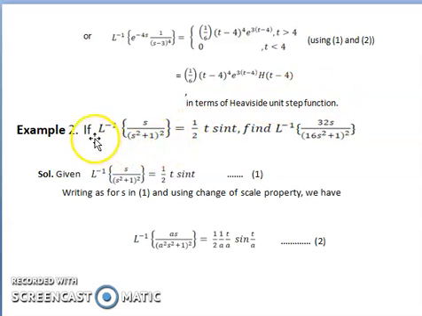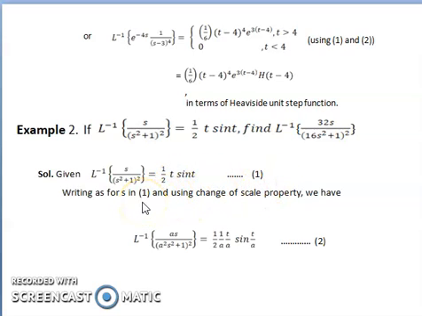Now another example. If L inverse of s divided by (s square plus 1) whole square equals 1 by 2 t sine t, find L inverse of 32s divided by (16s square plus 1) whole square. So given that L inverse of s divided by (s square plus 1) whole square is 1 by 2 t sine t, this is equation number 1.